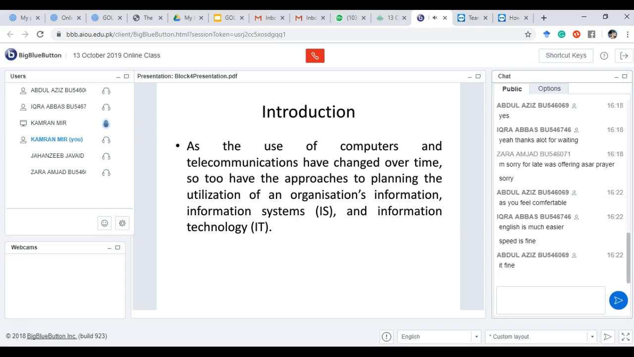So in the introduction, it's brief: as the use of computers and telecommunications have changed over time, so too have the approaches to planning and utilization of an organization's information systems and information technology. As we all know, because of the IT systems in place nowadays, it became a necessity to a business.